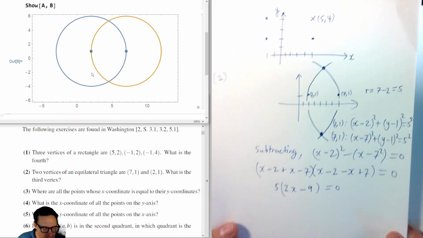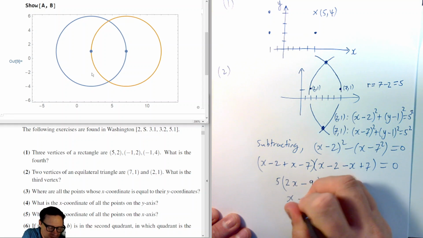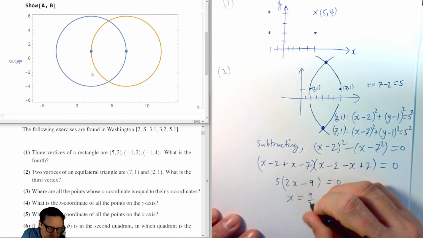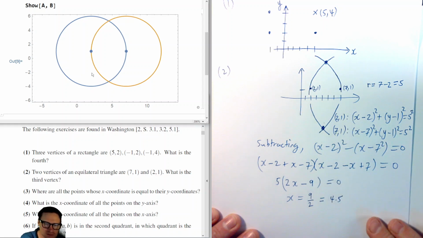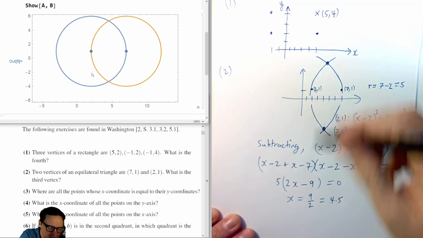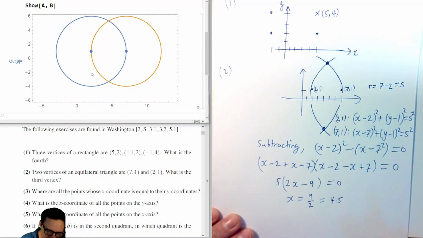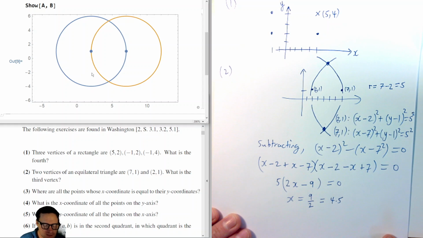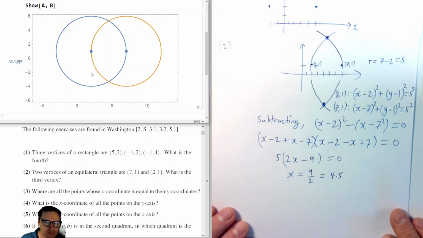Okay, so we can multiply by 1/5 on both sides and then take the 9 over and divide by 2, and so we will get x is 9 over 2, which is equal to 4.5. So that's the x coordinate where these two intersections occur. Now let's find the y coordinate. To find the y coordinate, what we want to do is sub back into one of these equations. So let's take the first one.